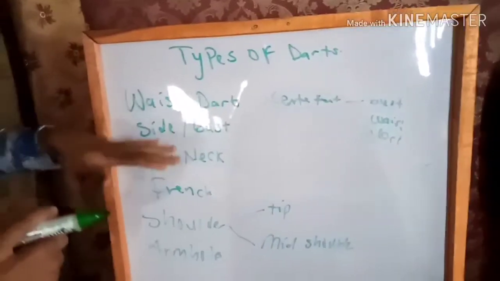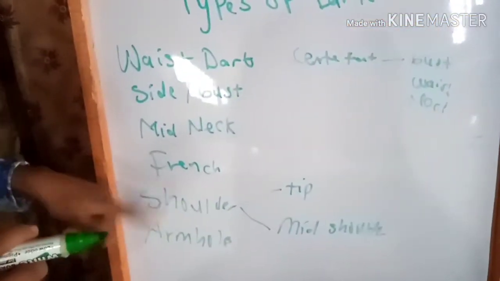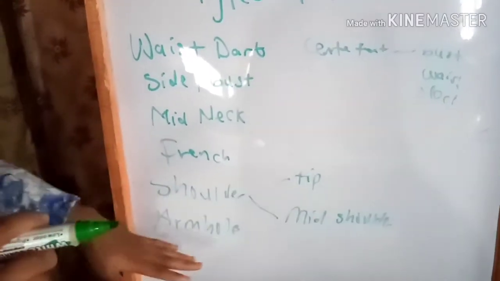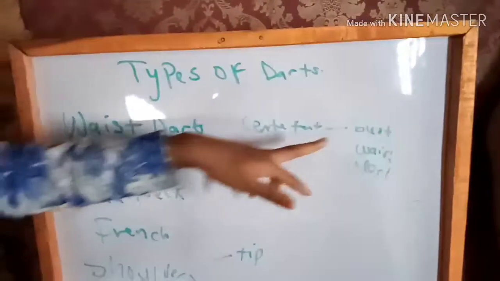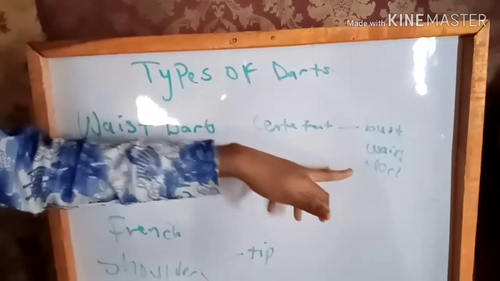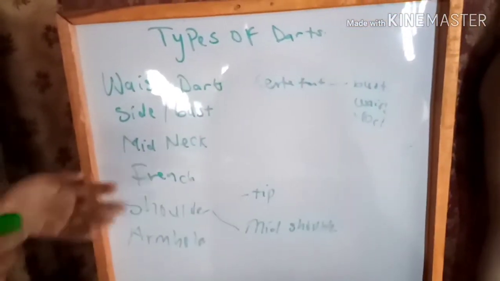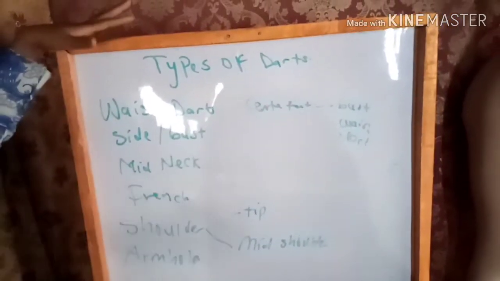So these are the kinds of darts we have: the waist, the side or bust, the mid-neck, the French dart, the shoulder tip dart and mid-shoulder dart, the armhole dart, and the center front bust dart, the center front waist dart, and the center front neck dart. Let's go to our pattern so I can show you how to manipulate these darts.